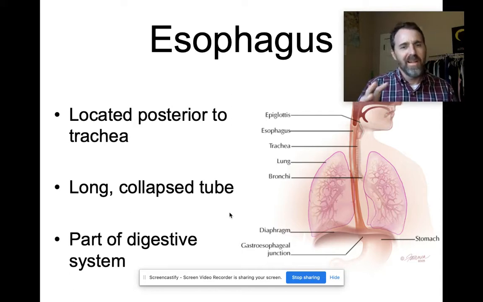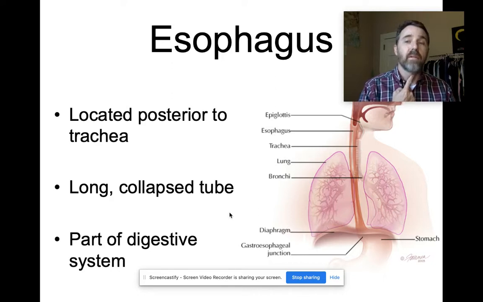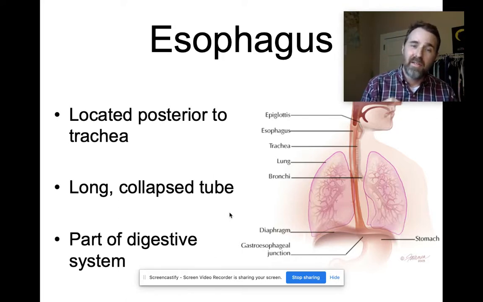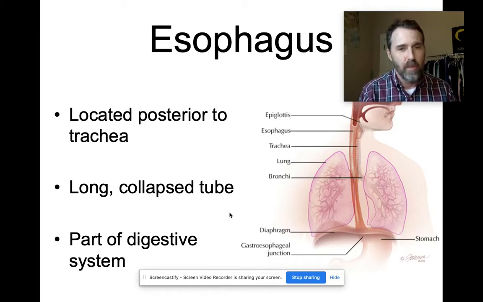Posterior to the trachea, you have the esophagus. So if you take your hand, you touch your Adam's apple, that is the front of your larynx. So if you bring your hand down a little bit and push in on your throat, you're going to feel your trachea. That's your airway. Behind the trachea, you have the esophagus. The esophagus is the tube that leads from your pharynx down to your stomach. It's part of the digestive system.